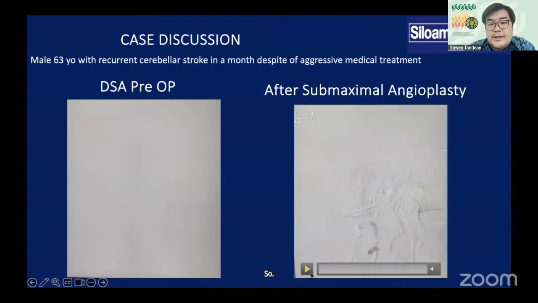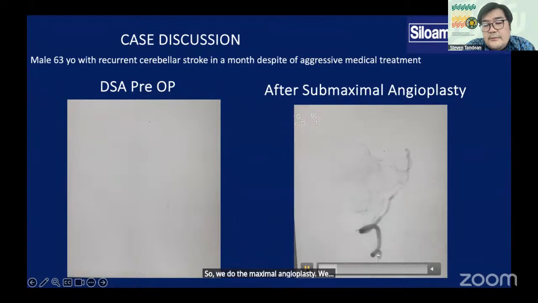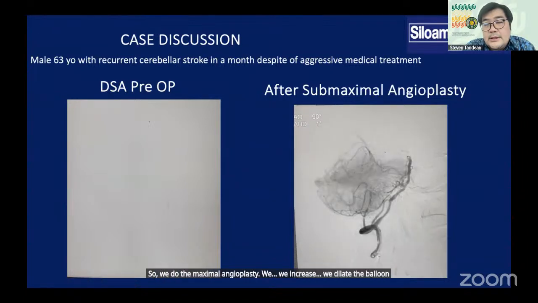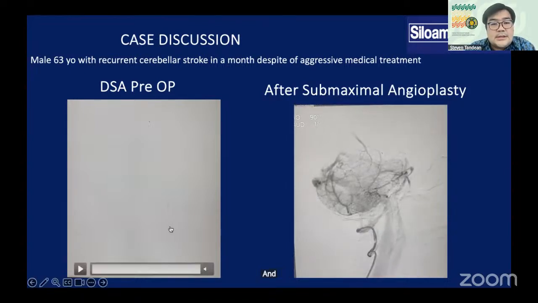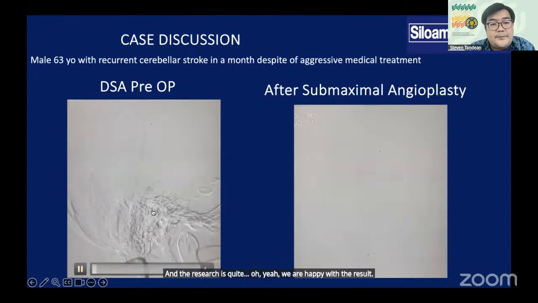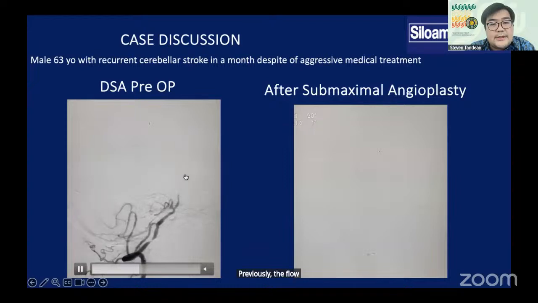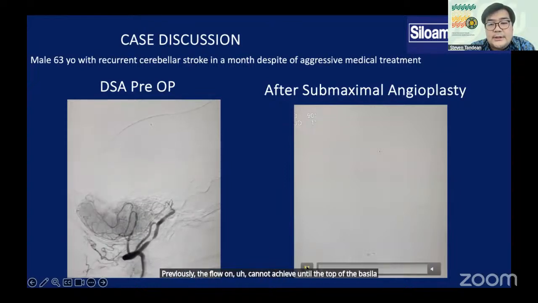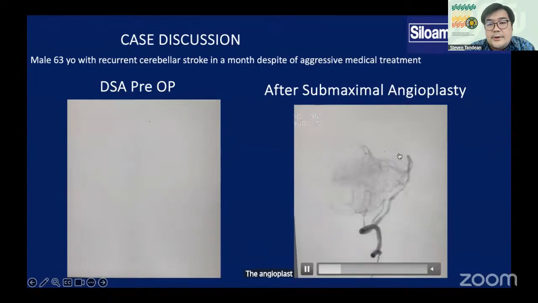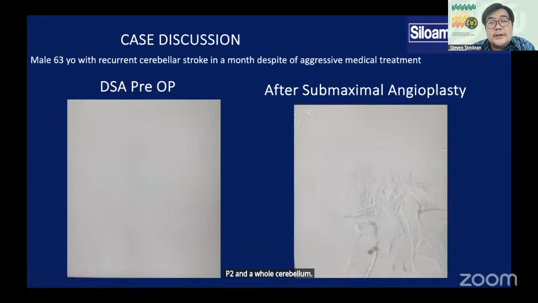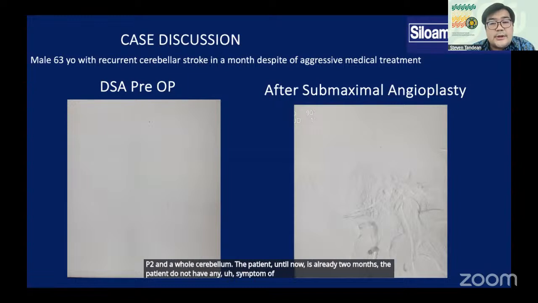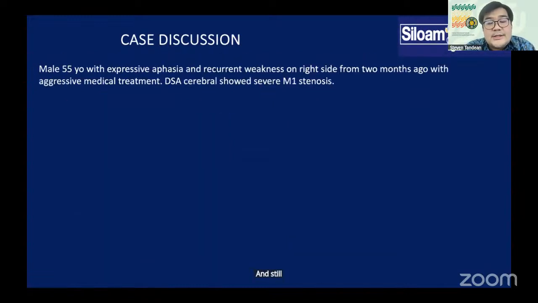So we did the submaximal angioplasty. We dilated the balloon to achieve 80% of the total lumen, and the result is quite good. We are happy with the result. Previously, the flow could not reach the top of the basilar, and after the angioplasty, the flow can go to the top of the basilar, to the P1, P2, and the whole cerebellum. The patient is now 2 months out, does not have any symptom of stroke anymore, and still continues aggressive medical treatment.